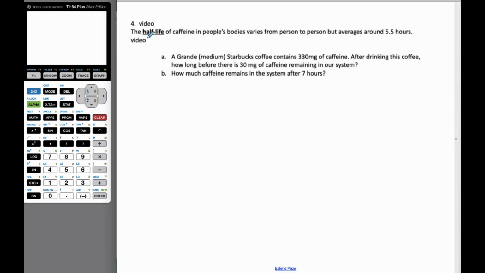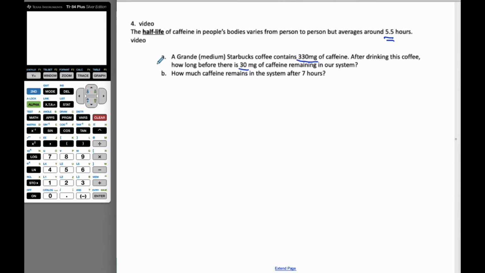So this problem here, we have the half-life of caffeine in people's bodies varies from person to person, average about 5.5 hours. And A part says a grande at Starbucks coffee contains 330 milligrams of caffeine. After drinking this coffee, how long before there's 30 milligrams of caffeine remaining in our system?